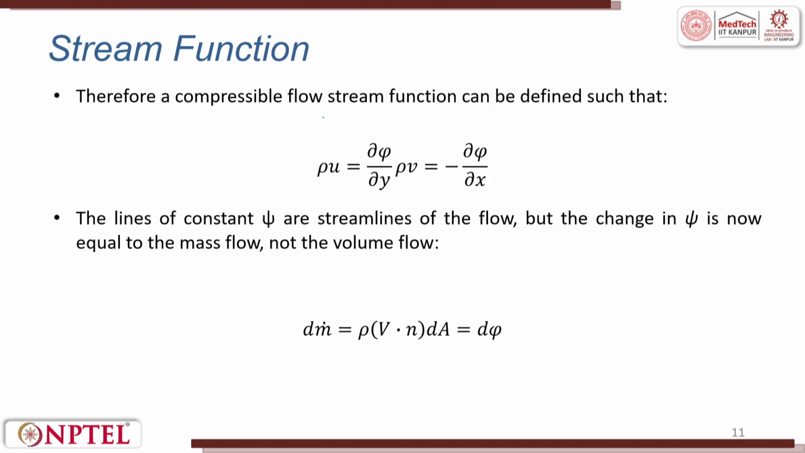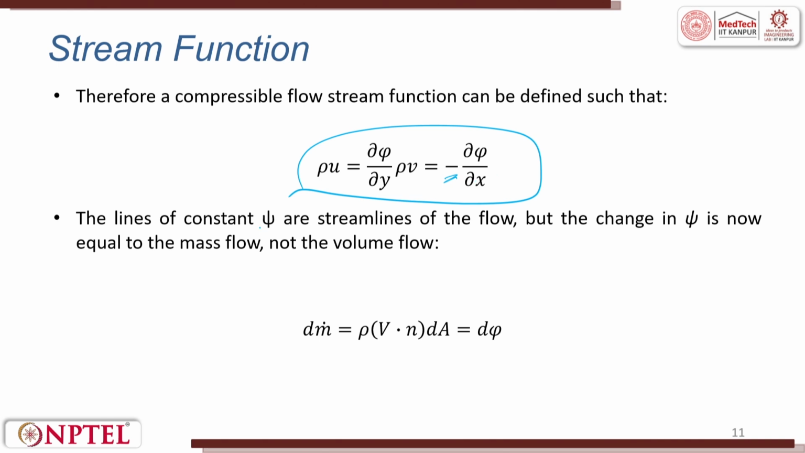Therefore, a compressible flow stream function can be defined in this way. So, you are just trying to rearrange. Density rho u is nothing but dou phi by dou y, and rho v is equal to minus, this is important, dou phi by dou x.